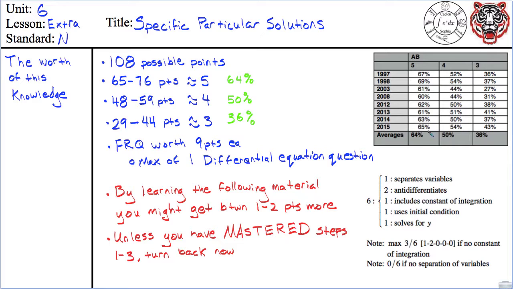And here you have previous years, how to get a 5, what percent you need, how to get a 4, what percent you need, how to get a 3, what percent you need, and their averages. And so to get a 4, you need about 48 to 59 points. To get a 3, you need about 29 to 44 points.